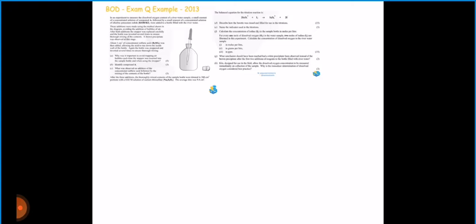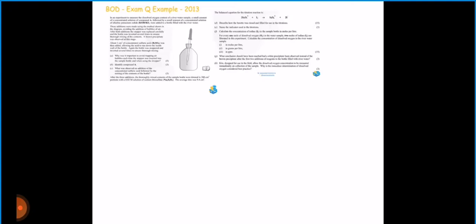These additions were made using the methods shown in the diagram, avoiding the addition of bubbles of air. After both additions, the stopper was replaced carefully and the bottle was inverted several times to ensure thorough mixing of the contents. A brown precipitate was observed at this stage. About 1 centimetre cubed of sulfuric acid was then added, allowing the acid to run down the inside wall of the bottle. Again, the bottle was stoppered and inverted several times to ensure thorough mixing.